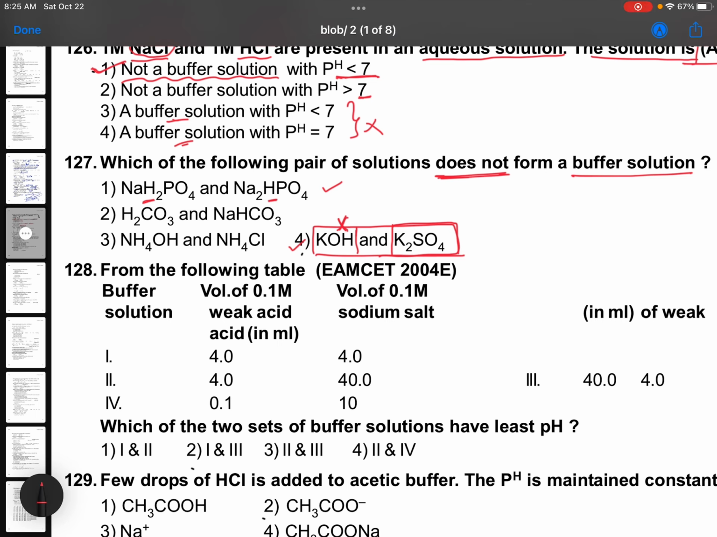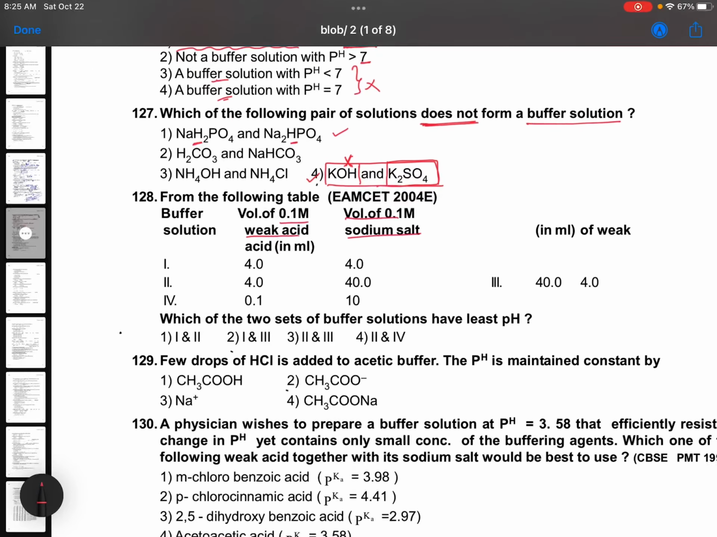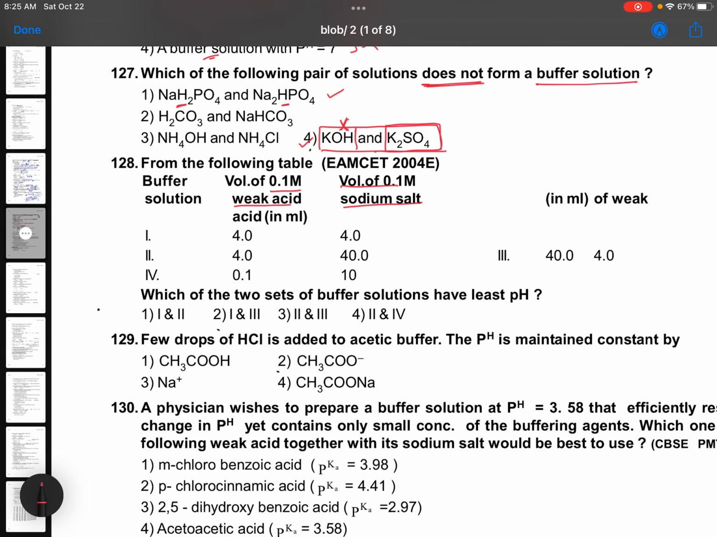From the following table, buffer solution, volume of 0.1 M weak acid, volume of sodium salt. What he is asking is, the values have gone somewhere. This third one should be here. What we need to check is which of the two sets of buffer solutions have least pH. pH is equal to minus log H plus, this is for normal acids. Here pH is equal to pKa plus log of salt by acid.